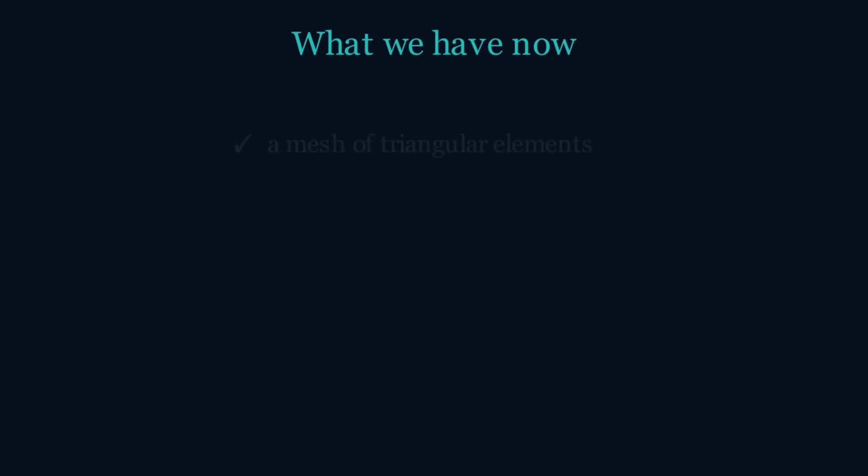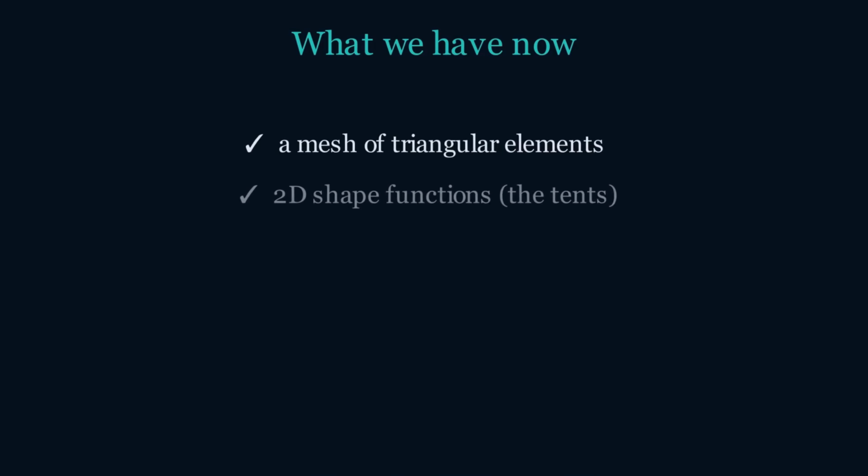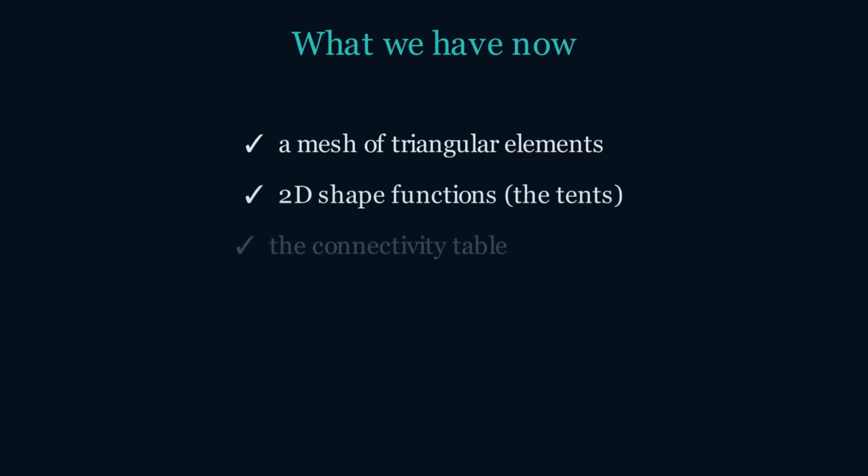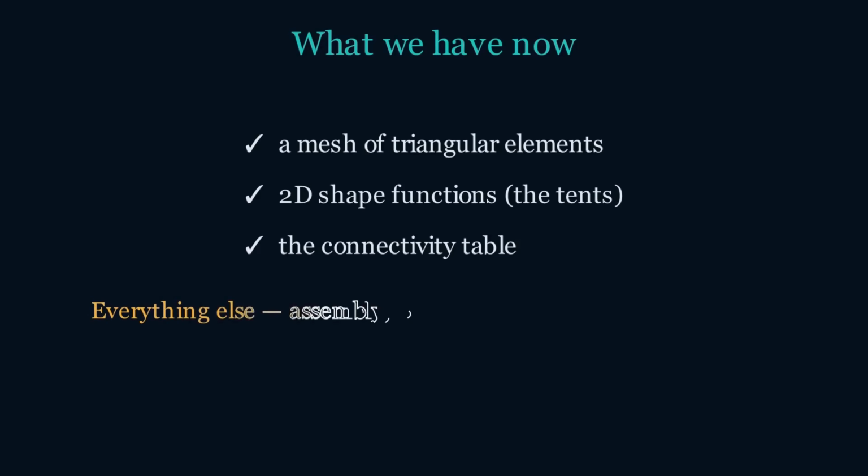Notice we didn't solve anything this episode on purpose. We earned the geometry first. And now we have all three new pieces: a triangular mesh, the two-dimensional shape functions, and the connectivity table that drives assembly. And everything else we need: assembling the global matrix, applying boundary conditions, solving the system we already built back in phase 1.